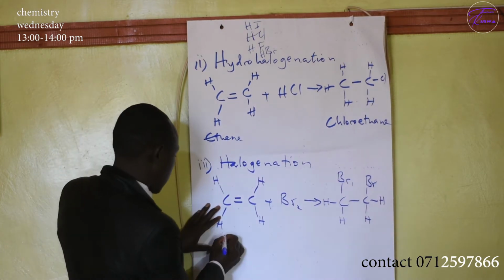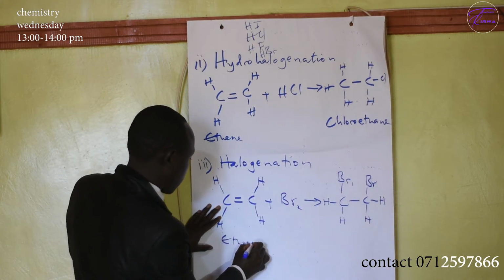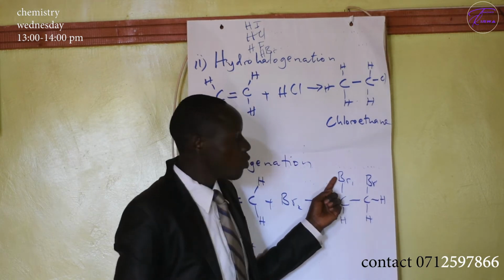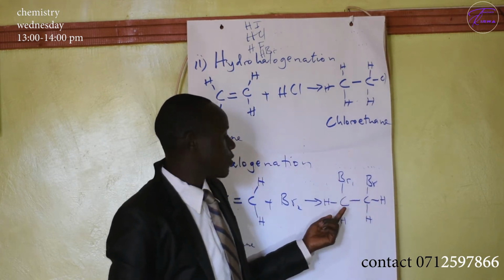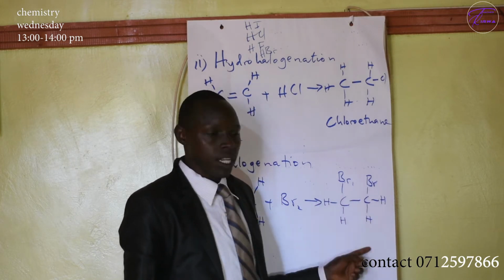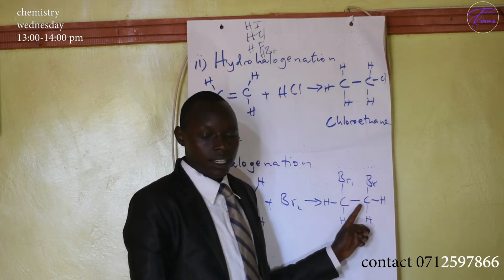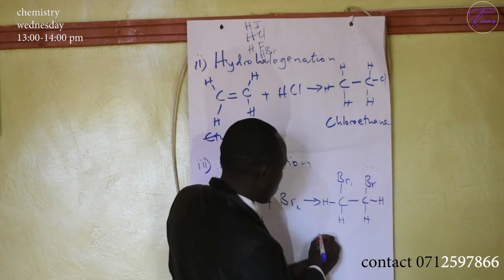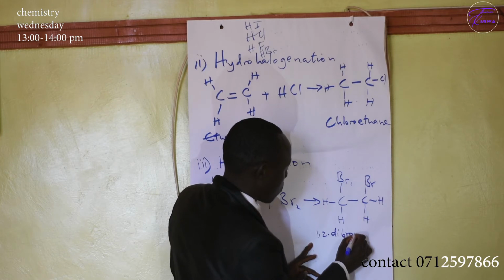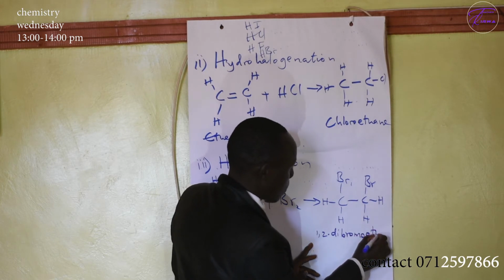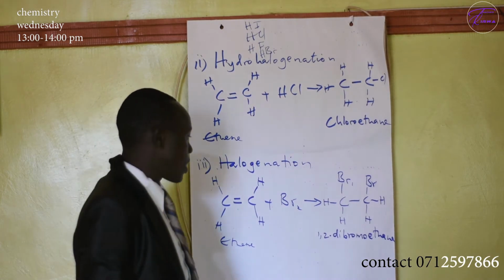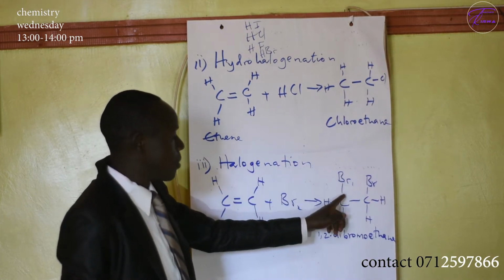So this one is ethene. Okay, you have 2 bromines. So you have 2 carbon atoms, that is ethane, and then you have 2 bromines at carbon number 1 and at carbon number 2. So this one is called 1,2-dibromoethane, because we have bromine.